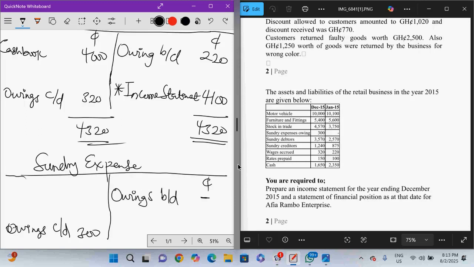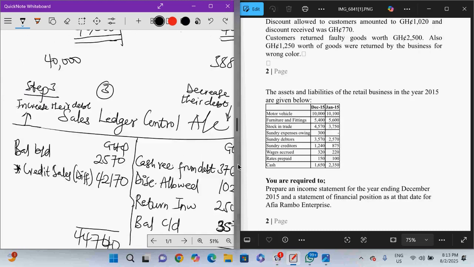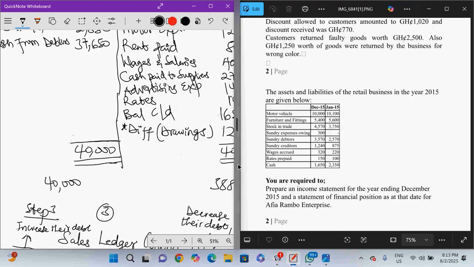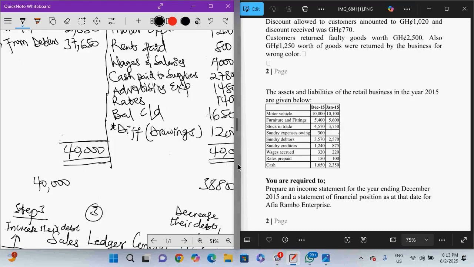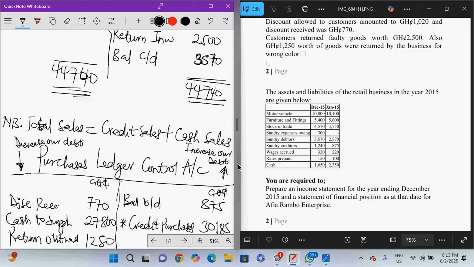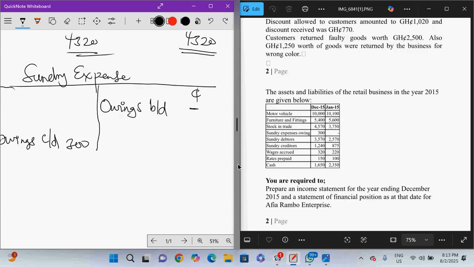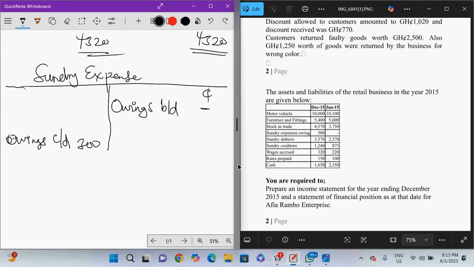How much did we pay for the owings? We go to the cash book. The cash book reflects how much we paid for owings, for sundry expense, sorry. We paid 800. Paid 800, in the name of cash book, 800.